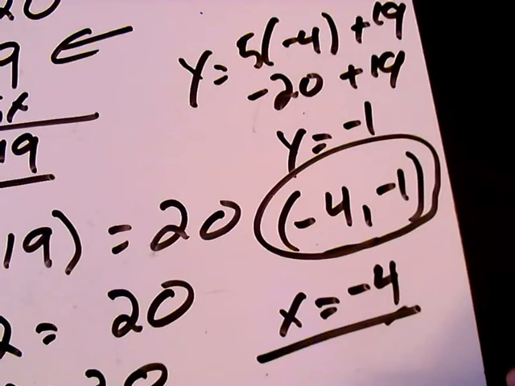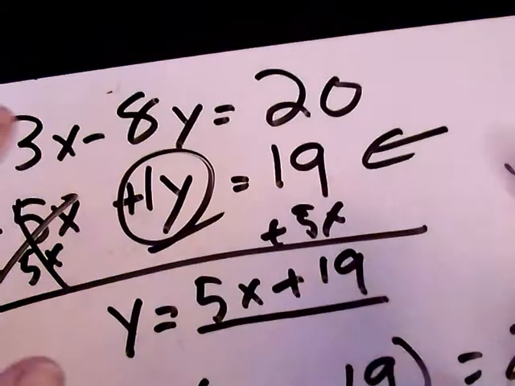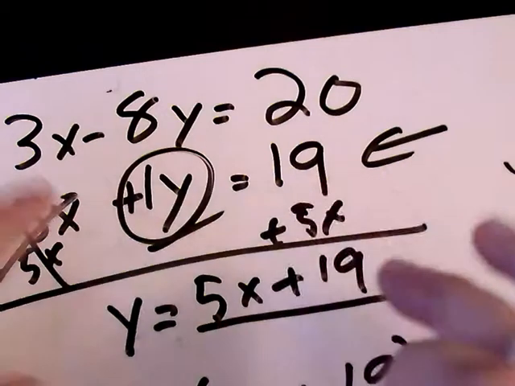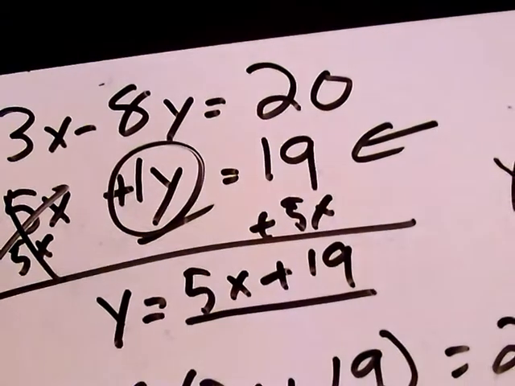So there you go, negative 4 and negative 1. And if you were to plug this into each one of these equations, even from the beginning, plugging in negative 4 and negative 1, check your work, it'll come out that it equals 20, and the other comes out to 19. So you can always check your work.